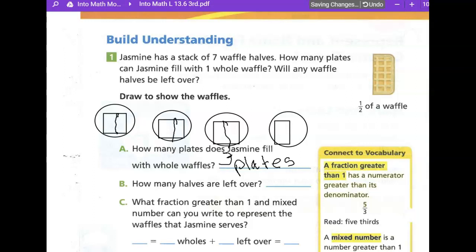How many halves are left over? We have this plate here with 1 half. Whoops, that's not the question. How many plates? There's 1 half left over.